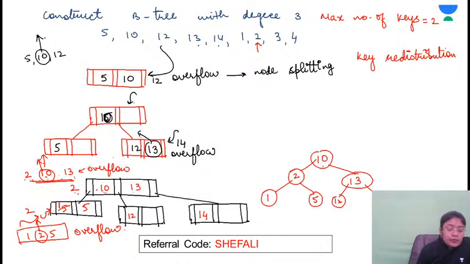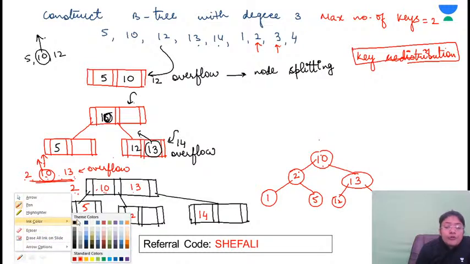Now 10 is inserted here. After this, I'll introduce the concept of redistribution as well. Just let's get comfortable with this concept first. Now, I want to insert the next element, that is 3. 3 will be compared with the root node. 3 is smaller, go to the left side. 3 is greater, so go to the right side. So 3 will be inserted here on the right of 5.